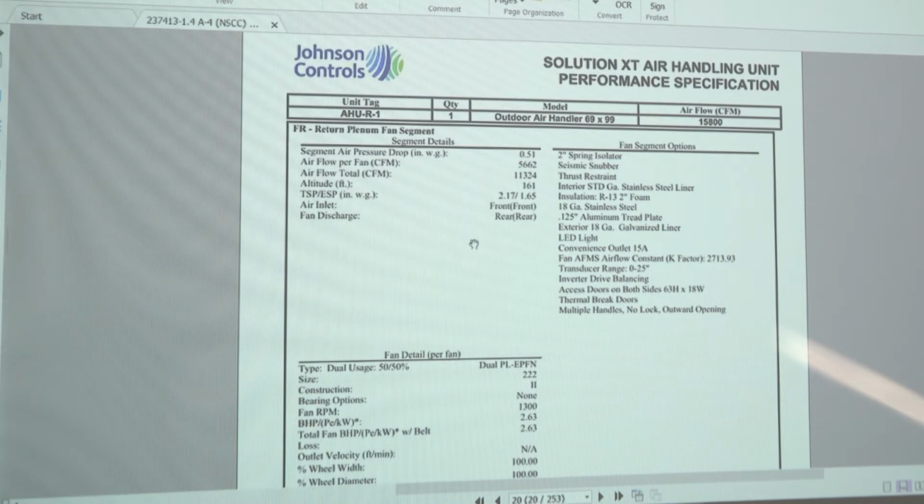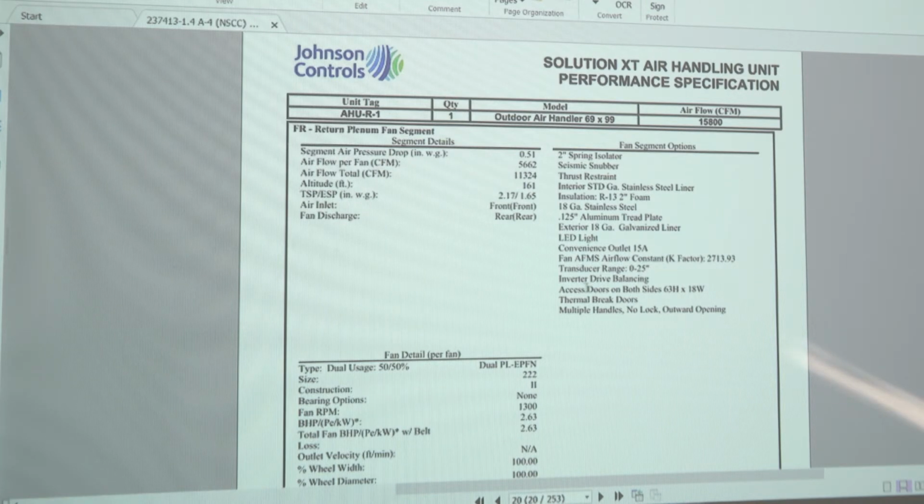Return fan. Okay, you get into your pressures, your CFMs, your statics. All these fans are internally isolated on seismic inertia rails. Okay, so everything is isolated within the unit itself. You'll see that you have 2-inch spring isolators and snubbers with thrust restraints. Talks about the interior construction, stainless steel panels. You have a convenience outlet in this section.